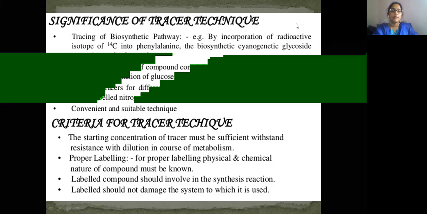Next, different tracers for different studies. For studies on nitrogen and amino acids, we can use nitrogen. Okay, we cannot completely depend on carbon, so we have various radioisotopes.